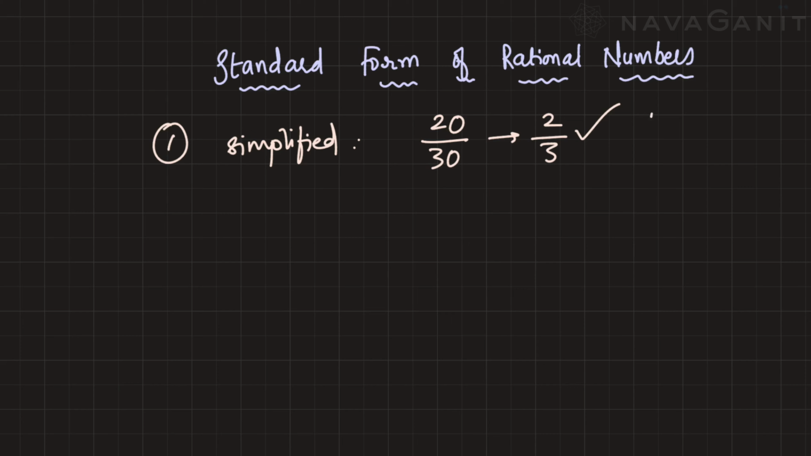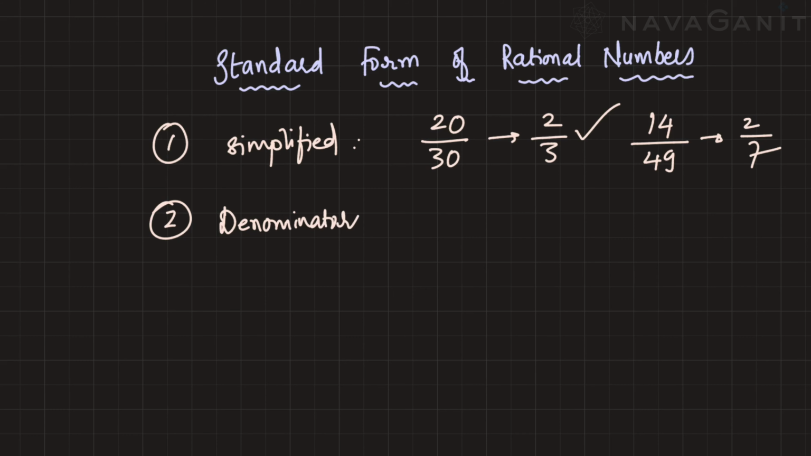Similarly, say we have 14 by 49. We can simplify it as 2 by 7. Secondly, the denominator should be positive. Say we have 7 upon minus 10. We will rewrite this as minus 7 upon 10, because to satisfy the second criterion, we ensure that the denominator is always positive.